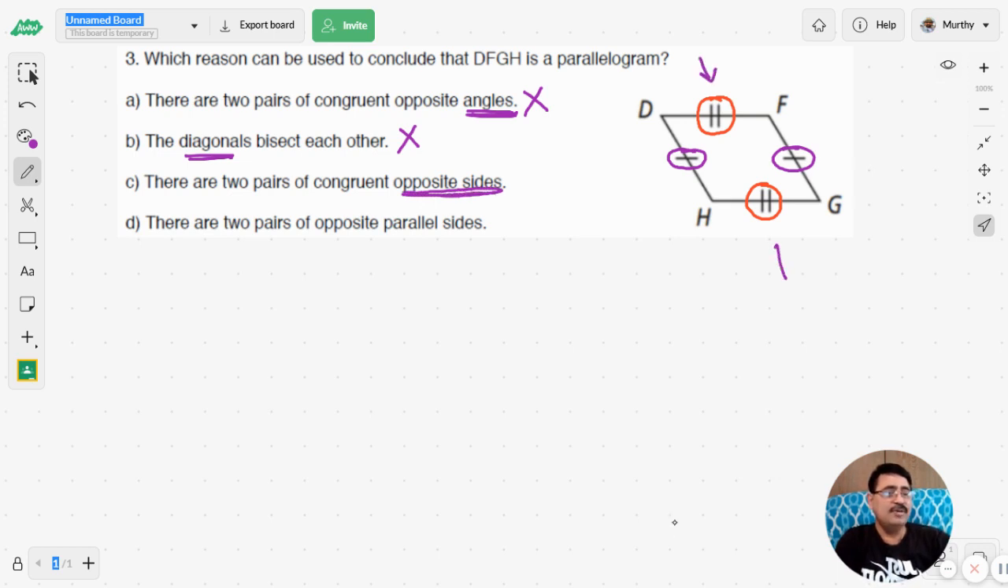This side equals this side. Therefore, one pair of sides is equal. And look at these markings. Here I see that these markings state that these two sides are also equal. Therefore, I'll go with option C: there are two pairs of congruent opposite sides. Any questions?